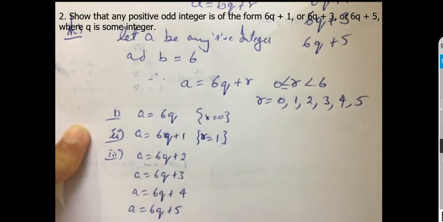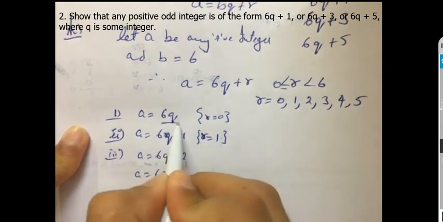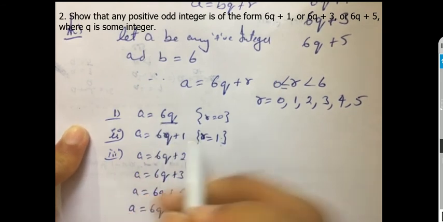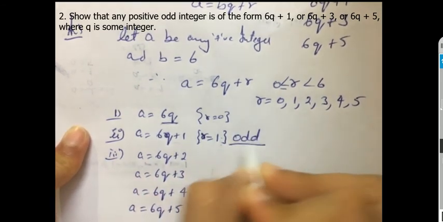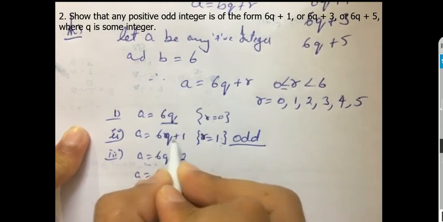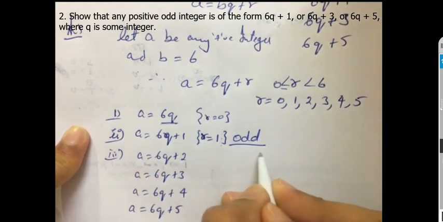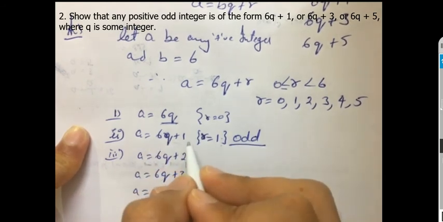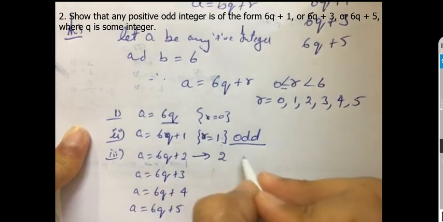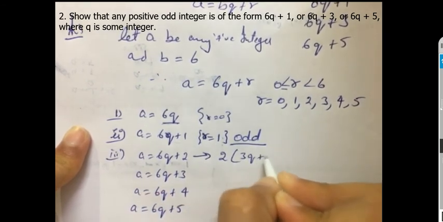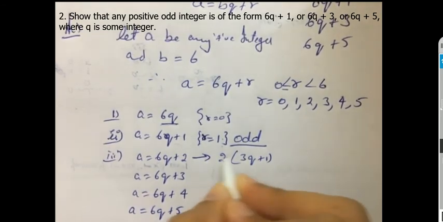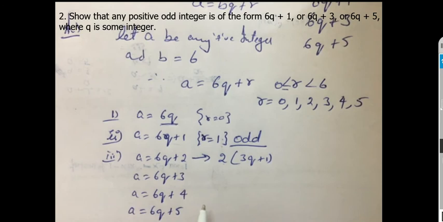We just need to find the odd integers. This will be always a positive even number because it is divisible by 2. Now this will be odd. Why? Because there isn't any common factor between 1 and 6 except 1. You cannot take anything common, so this will be odd. This is not divisible by 2. Over here, we can take 2 out common and it will be 3q plus 1. Now this 2 can be divided by 2. Therefore this again becomes an odd.